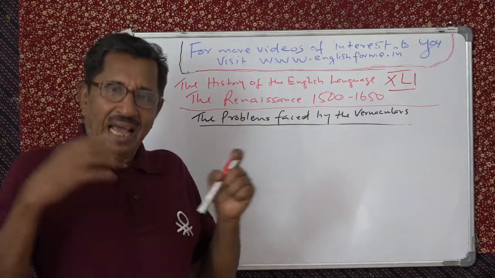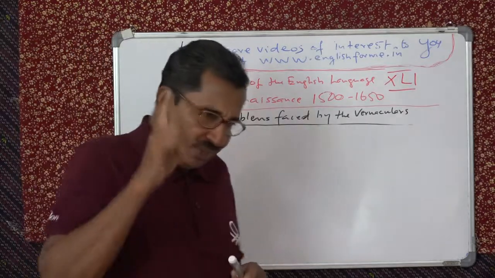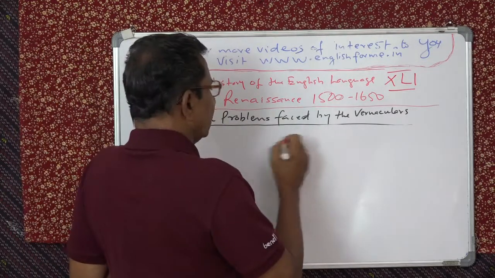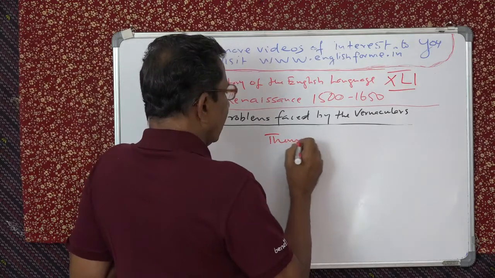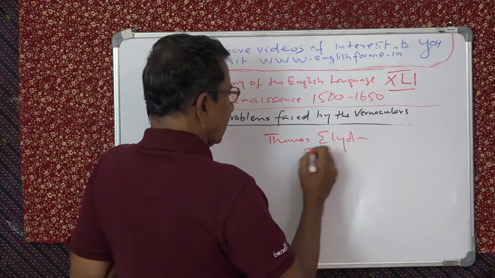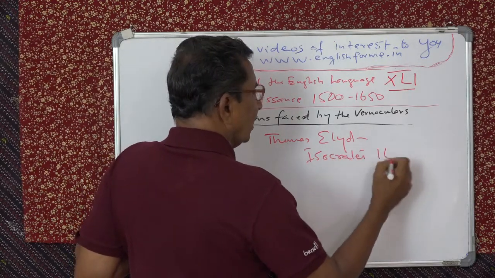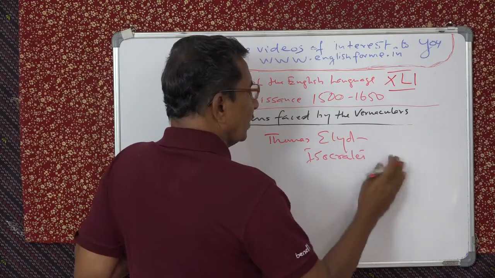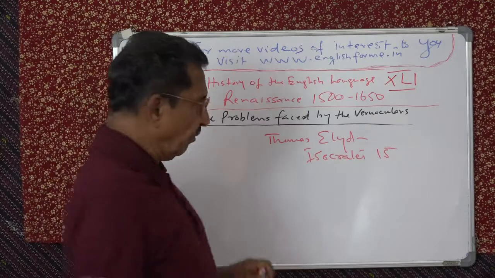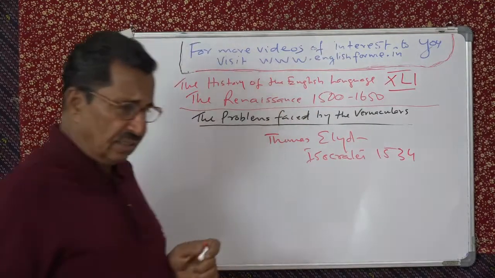Then you have got Isocrates. In 1534, he was translated by Sir Thomas Eliot. Thomas Eliot translated Isocrates in 1534. Now, all during this Renaissance, understand?